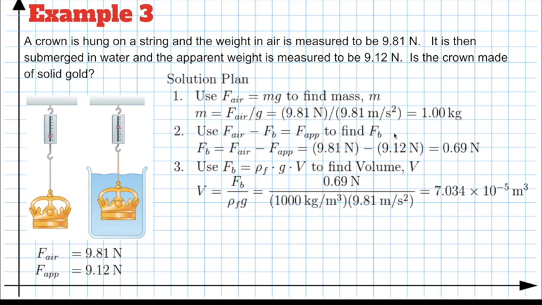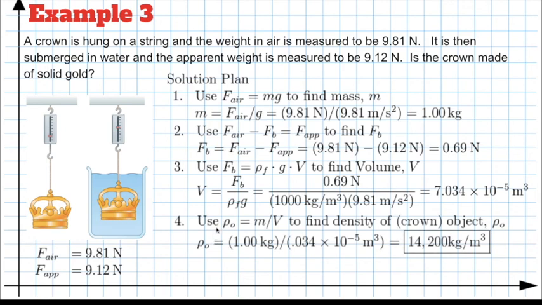We know the mass of the crown is 1 kilogram. We can find the density of the crown. And so we're going to use the density of the object, the crown, equals its mass divided by its volume to find its density. So take the mass of the crown, divided by the volume of the crown, and we get 14,200 kilograms per meter cubed. So take its mass divided by its volume, which we found here.